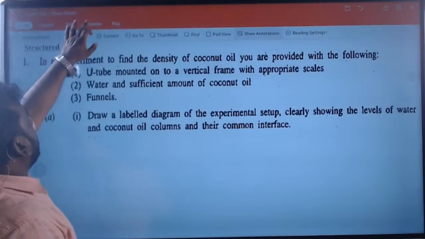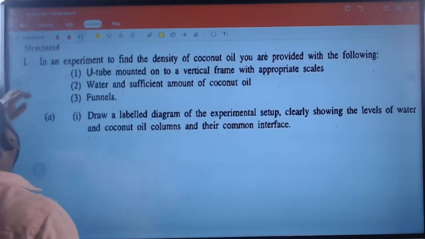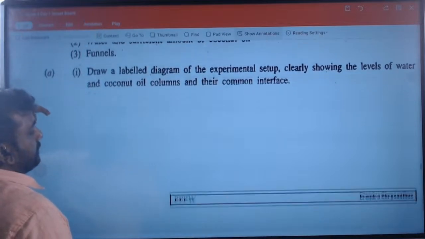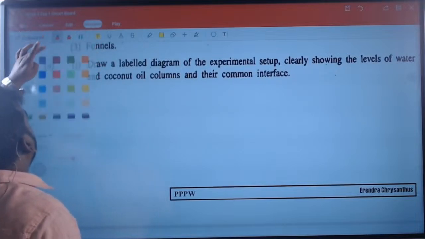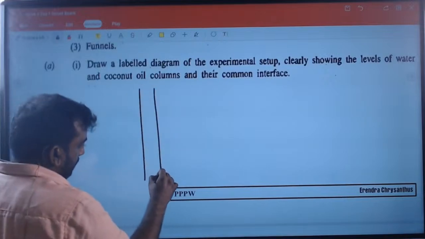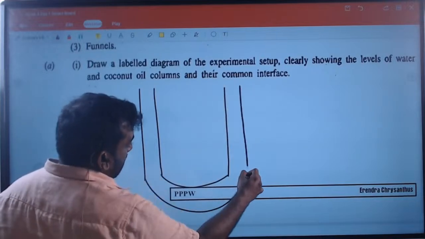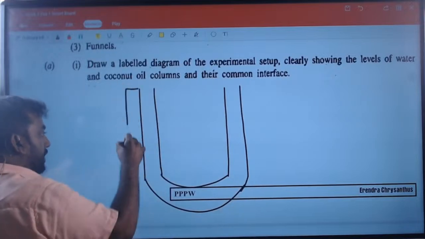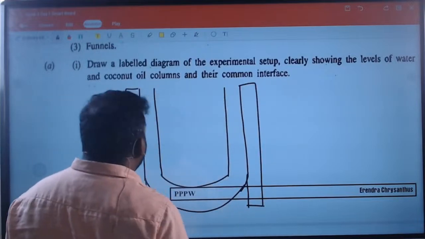In an experiment to find the density of coconut oil, you are provided with the following: a U-tube mounted to a vertical frame with appropriate scale, sufficient amount of coconut oil and funnels. Draw a labeled setup. So remember, when you draw it, make sure you represent it correctly. There you go. U-tube is there. Make sure the scale is connected properly.